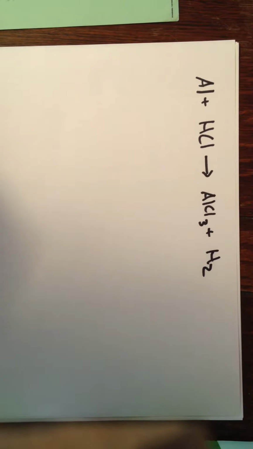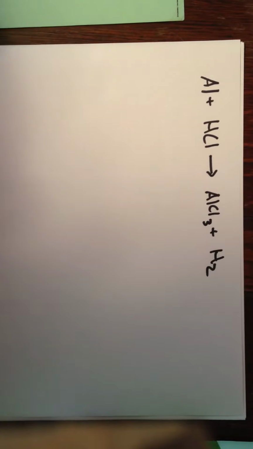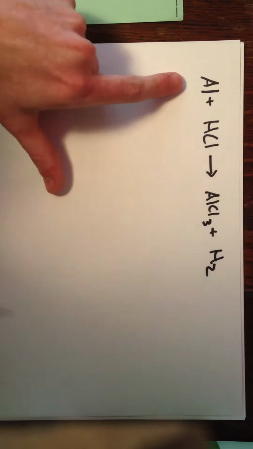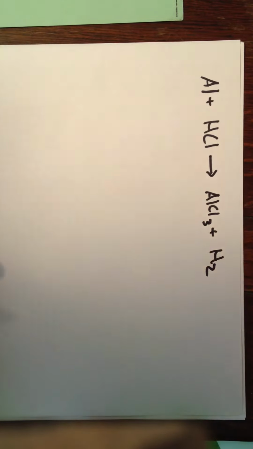Today we'll be looking at something a little bit more complex than the last video, so if you haven't seen the last video, I recommend you go and check it out. It goes over some of the more basic parts of this. So today we're looking at the reaction between aluminum and hydrogen chloride, which will yield aluminum chloride and hydrogen.